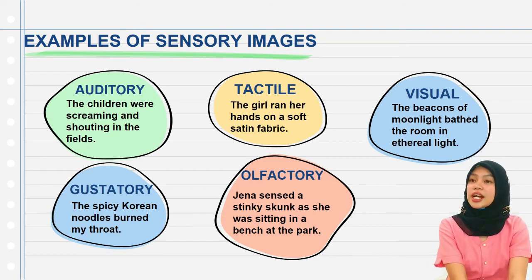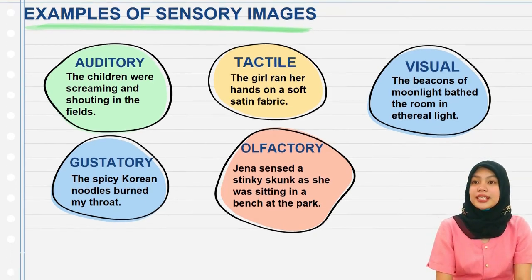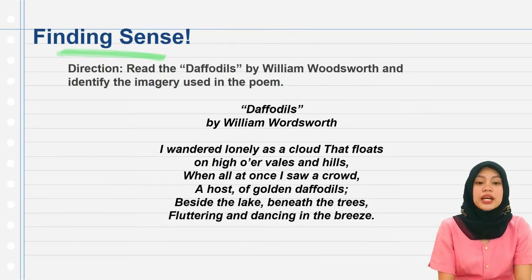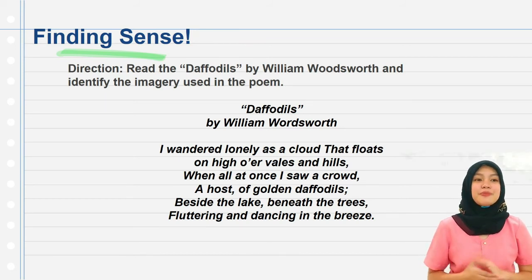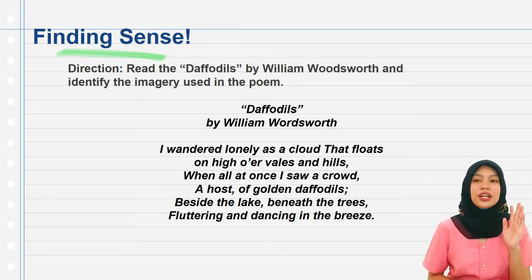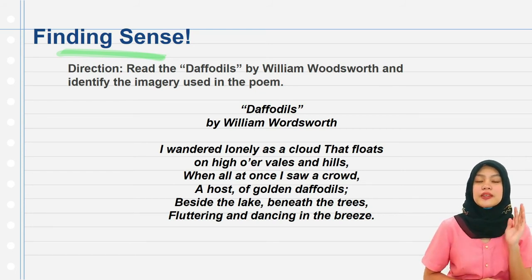Okay, so to check your understanding of the lesson, I have here the finding sense. I want you to read the poem entitled Daffodils by William Wordsworth and identify the imagery used in the poem. Okay, so I will give you 2 minutes to read since this is only a stanza, and I will call someone to tell me what is the imagery present in this poem. Okay, you may now start. Time's up. Okay, so who wants to volunteer? What do you think is the imagery used in this poem?